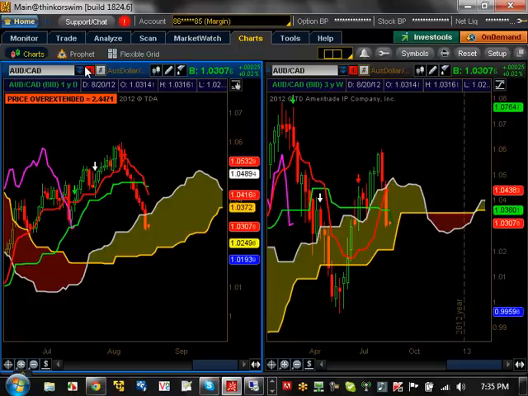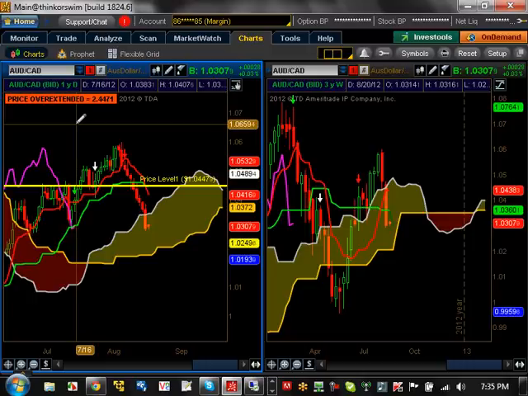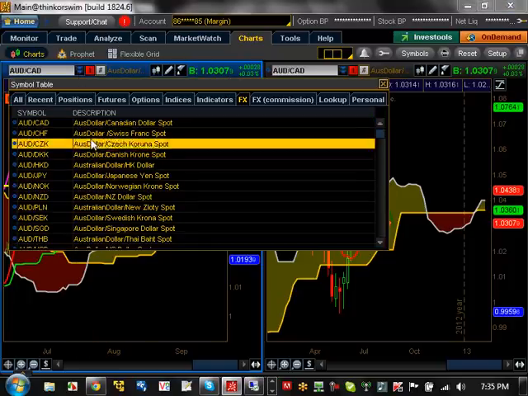If you look into resistance, your resistance is right about here, which is 447, and your support is going to be roughly around 200 or so. So you got about a 240 pip range on that one right now.